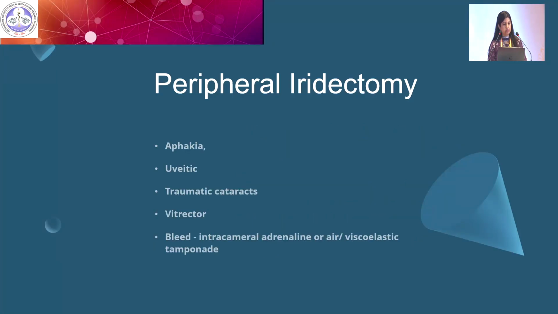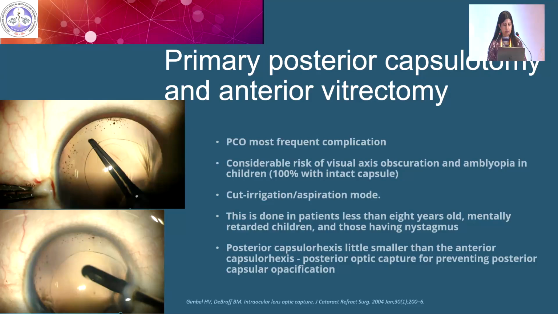Peripheral iridectomy should be done in cases of aphakia, uveitis, trauma with a vitrector, and if there is a bleed, then we can use intracameral air or epinephrine. Primary posterior capsulotomy and anterior vitrectomy should be done in all children less than 6 years of age, and just a posterior capsulotomy in those less than 8 years of age. It can also be done in older children having nystagmus, or post-trauma, or having a posterior capsular plaque, and mentally retarded children.